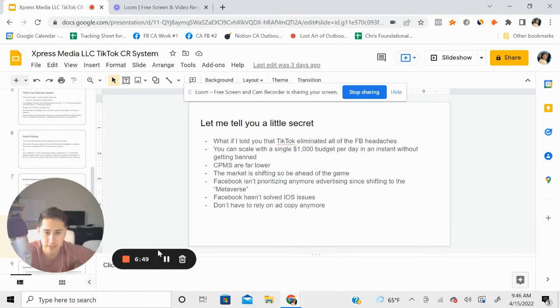What they're focusing on, they haven't made any updates with iOS issues. So if the solution hasn't been made with iOS updates, right, and people are going to continue to go down this path, then you have to make an adjustment. And with TikTok, literally, there is no wrongdoing. You can scale a campaign up to $1,000 per day with no issue.